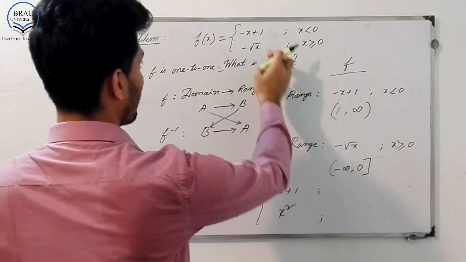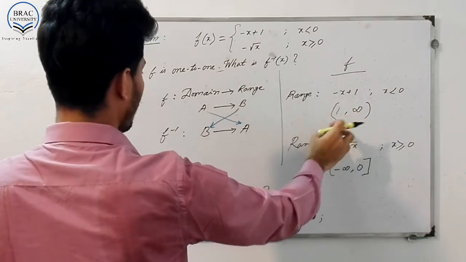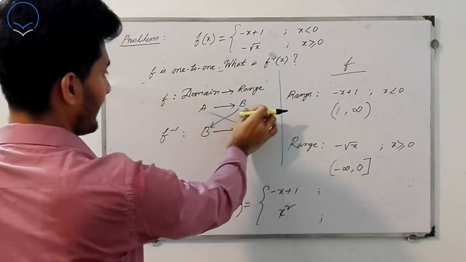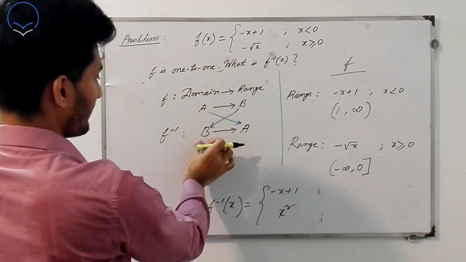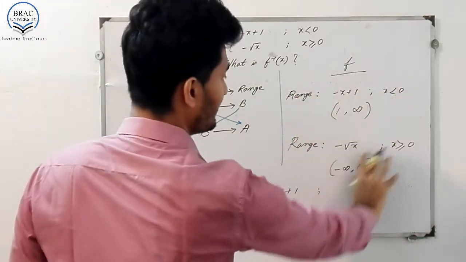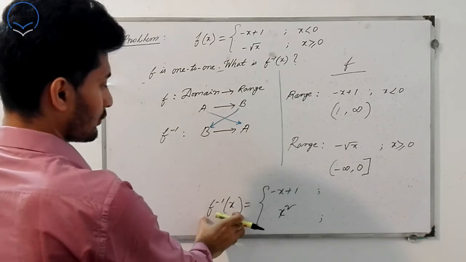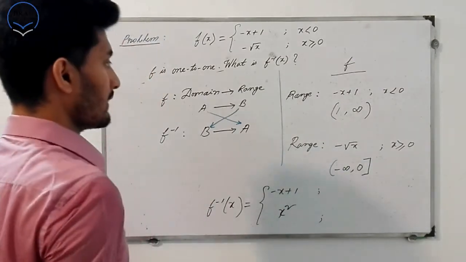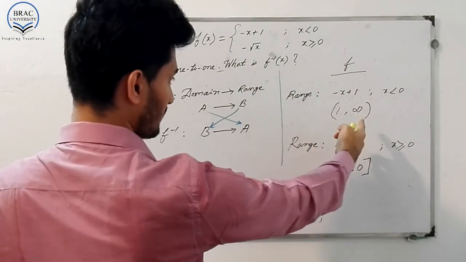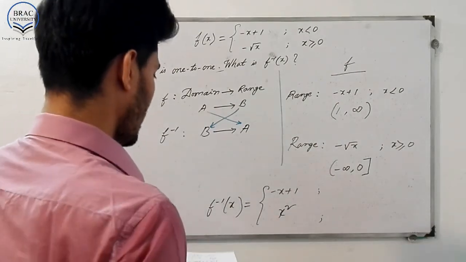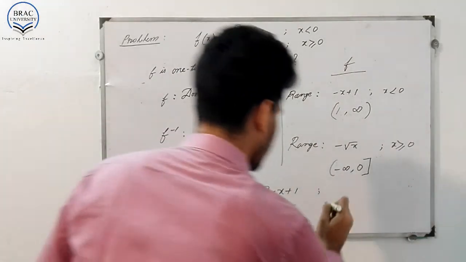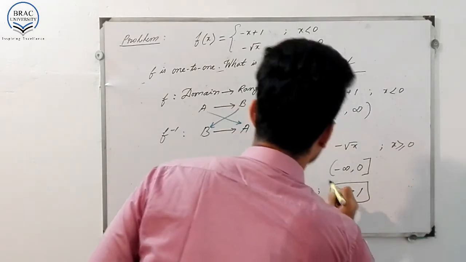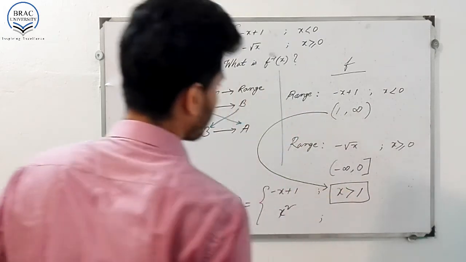Now, this is the range of this function. And we said that the range of f will be the domain of f inverse. Now that we know the range of f, we can easily write the domain of f inverse. So from here, we can get any number bigger than 1 all the way up to positive infinity. So in this case, we're going to get x greater than 1. This is what we're going to get from here.